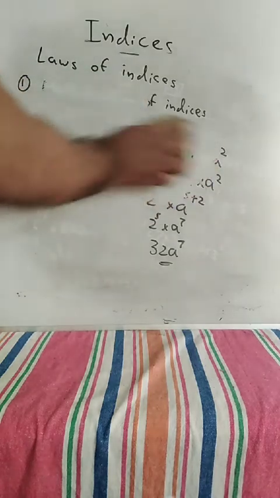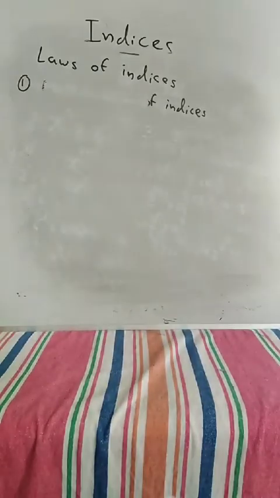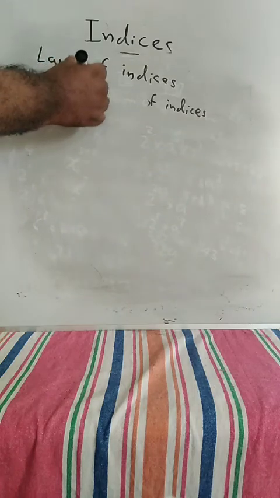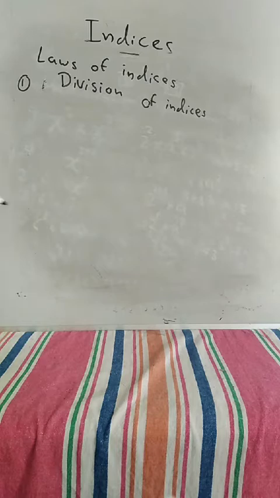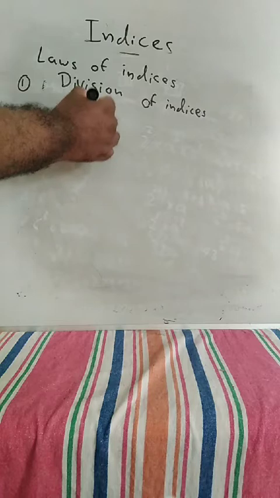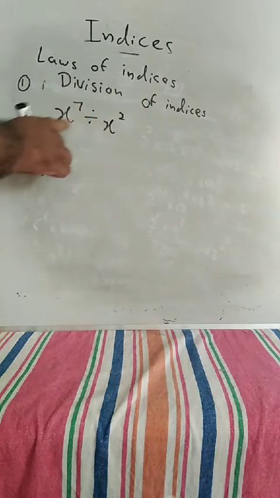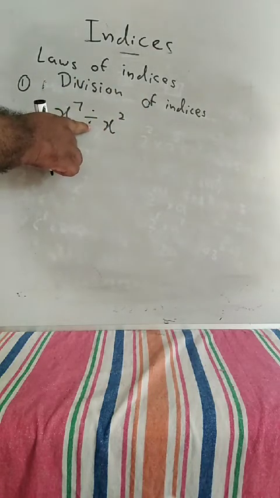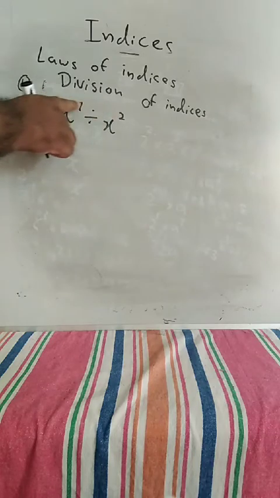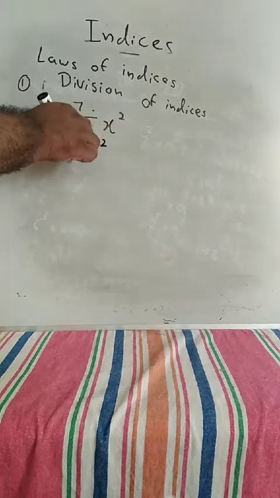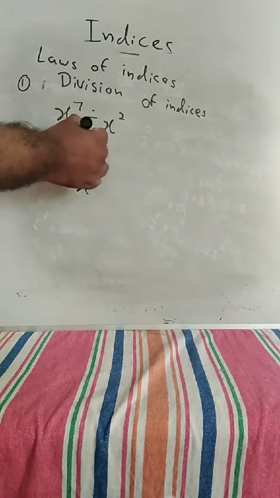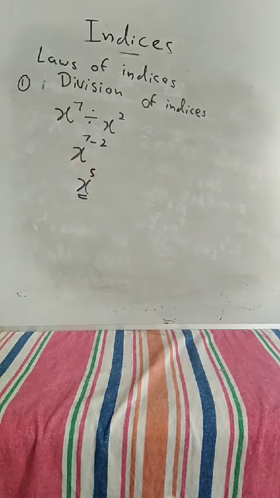Then the second law is division of indices. For example, x to the power 7 divided by x to the power 2. Now you can see the base is equal, but it is division. When division is there, what can you do? The indices must be subtracted, no? x, 7 minus 2, 5. x to the power 5. Another one.